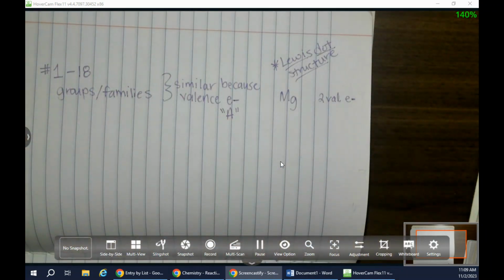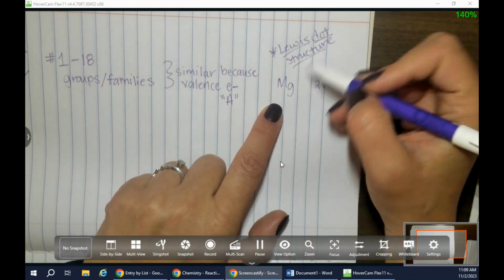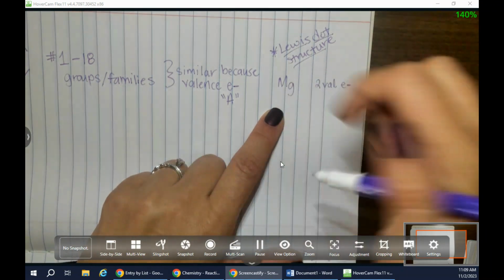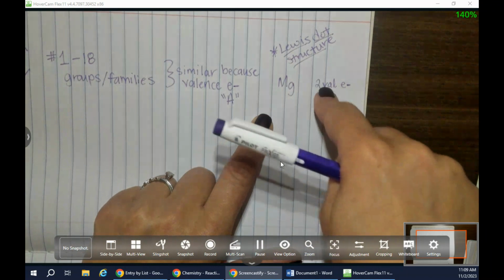All right. Back to this, sorry. So it has 2 valence electrons. So when you go to draw your Lewis dot structure, you write your chemical symbol name, and then there are 4 sides to each of these symbols. You guys see that? 4 sides.